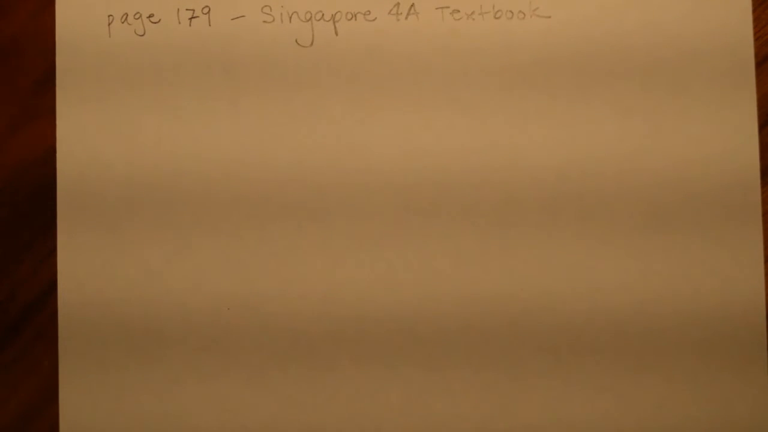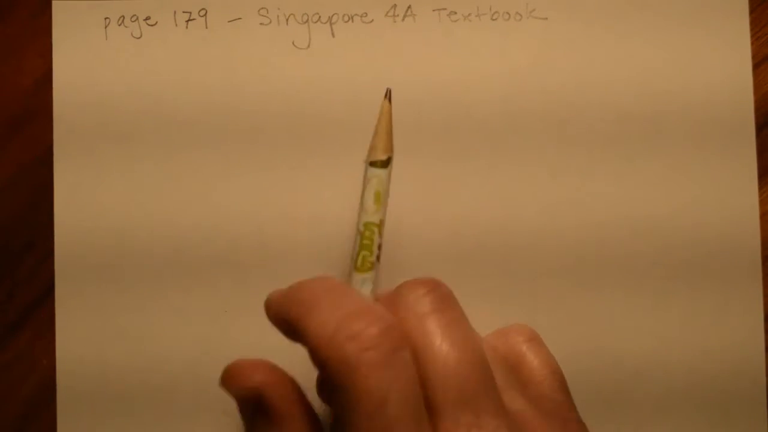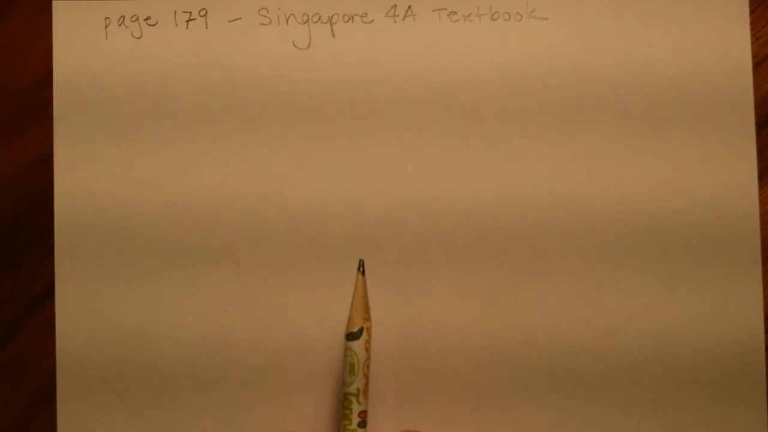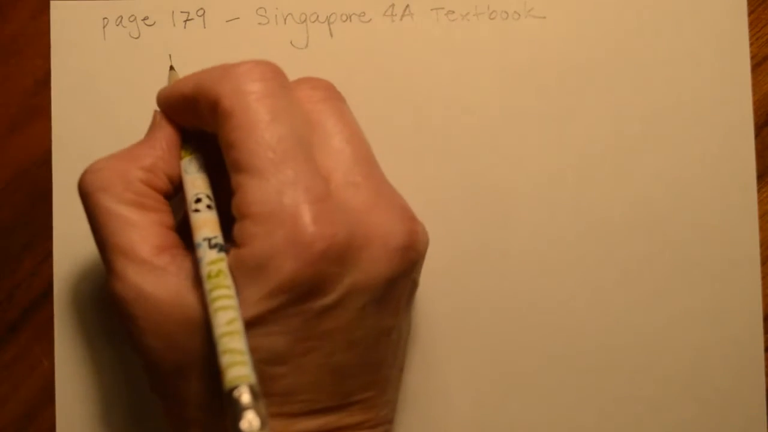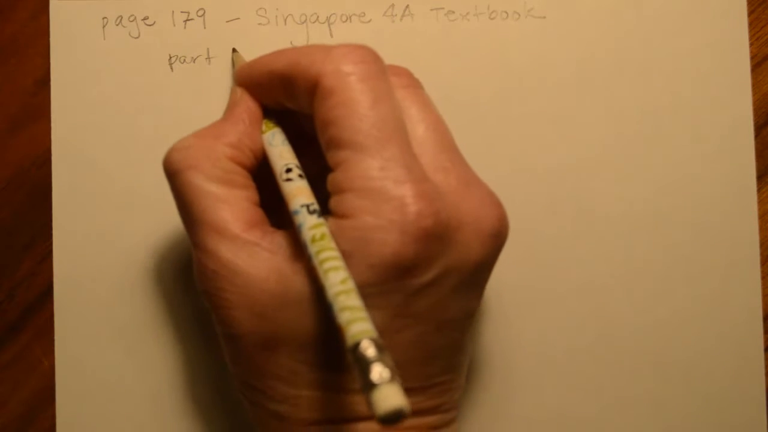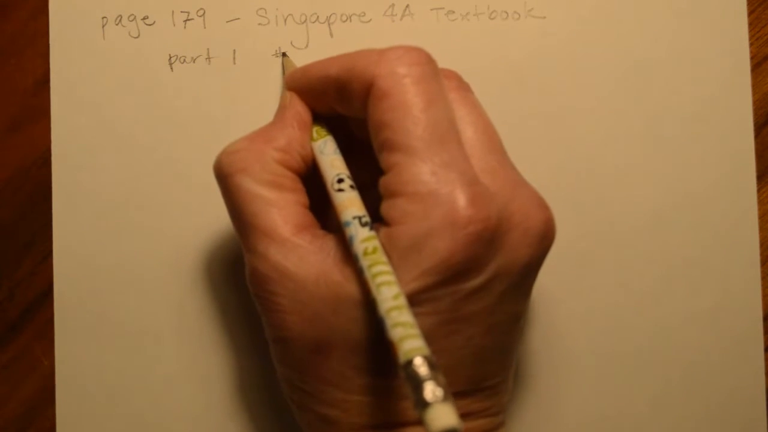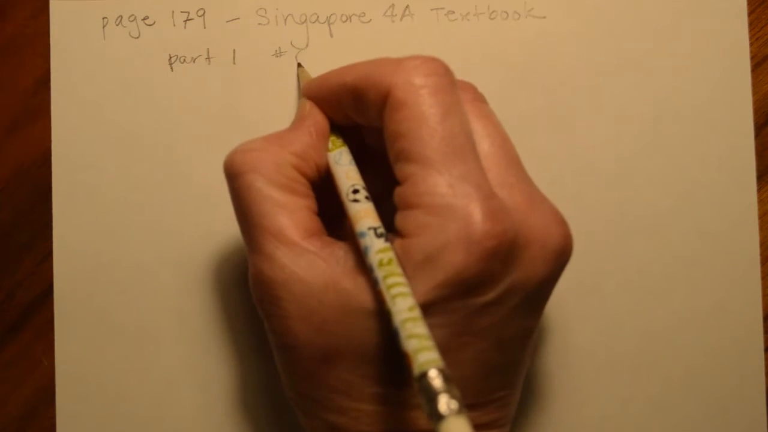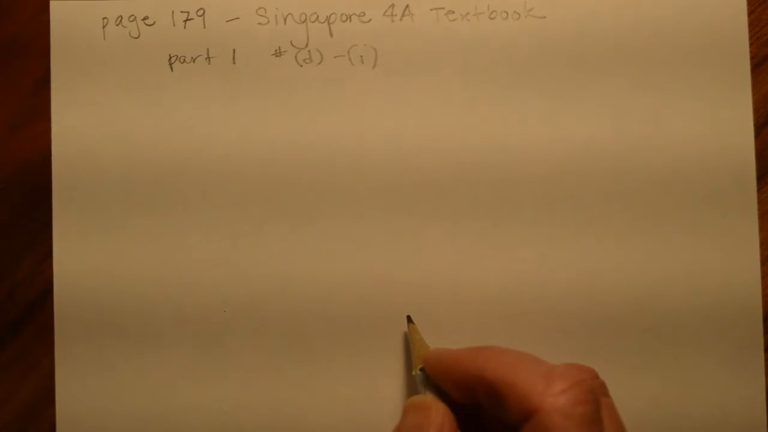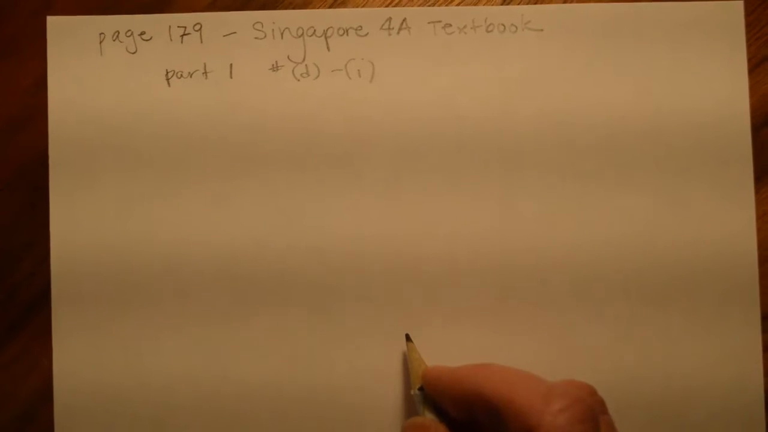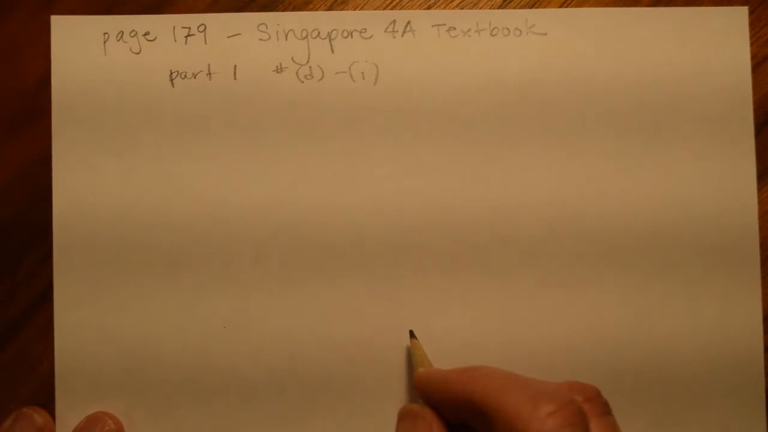Hey guys, your assignment for today is to do pages 179 and 180 in your Singapore 4A textbook. In this video, I'm going to try and get through part one, letters D through I. Parts A, B, and C already have common denominators, so I'm going to skip those. I think you can probably do those on your own.